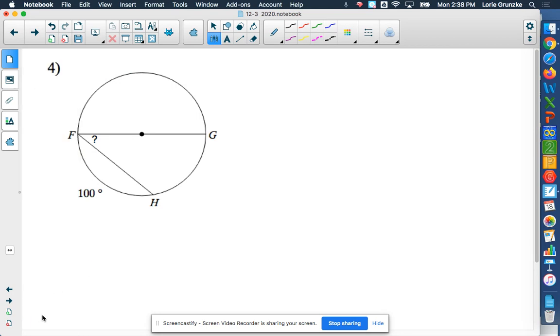Okay. You're going to do this one because it's very, very similar to the one I just did. Pay attention. This line goes through the center. They're telling you this. You should first be able to find this arc. I'm not going to tell you how. Once you have that arc, you can go to the angle. And you're going to use 2. You're either going to multiply by 2 or divide by 2. And a hint, the angle is smaller than the arc.